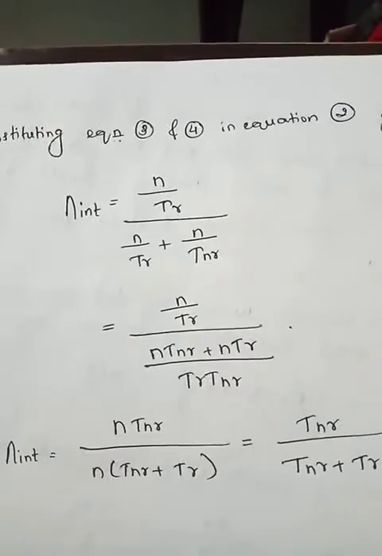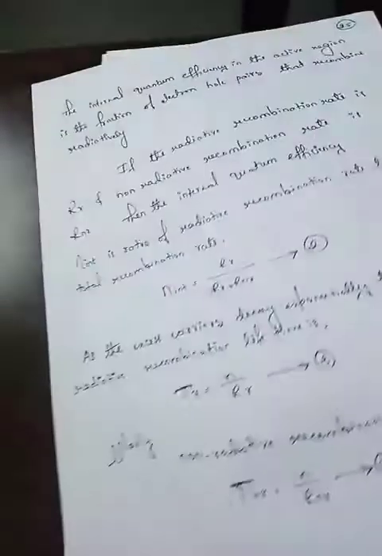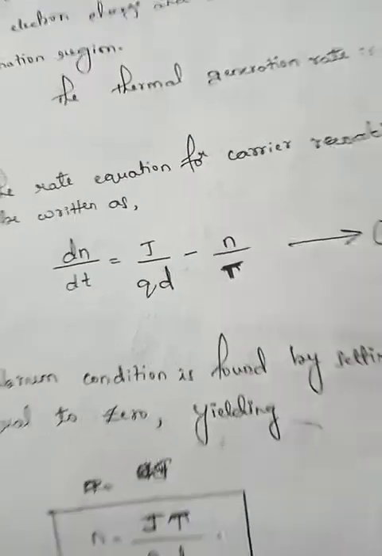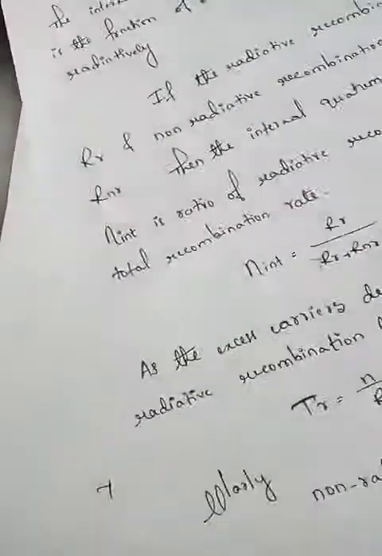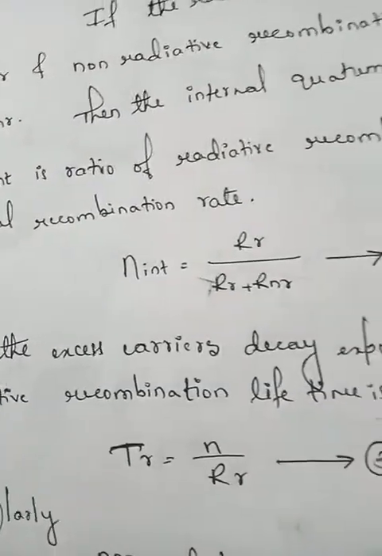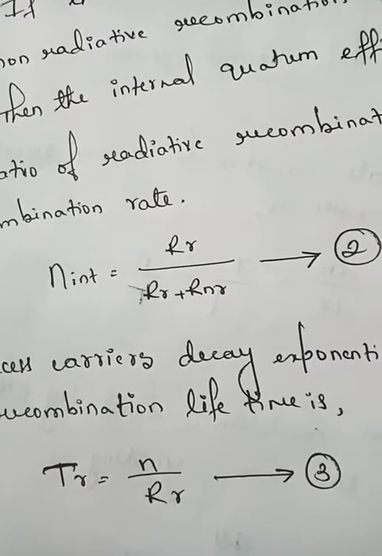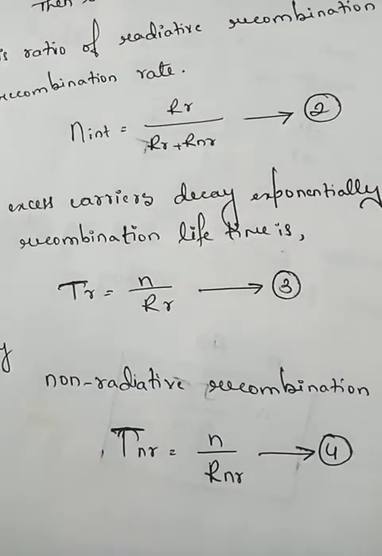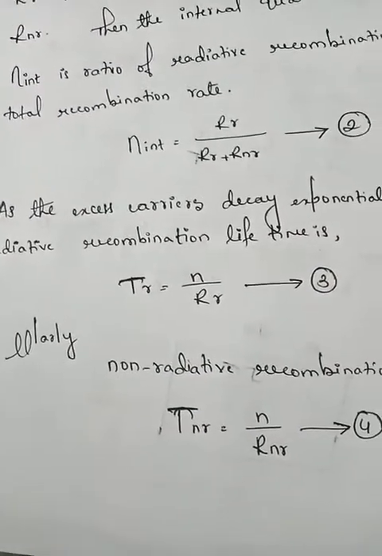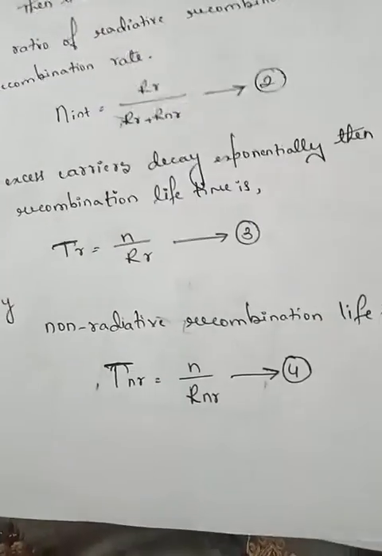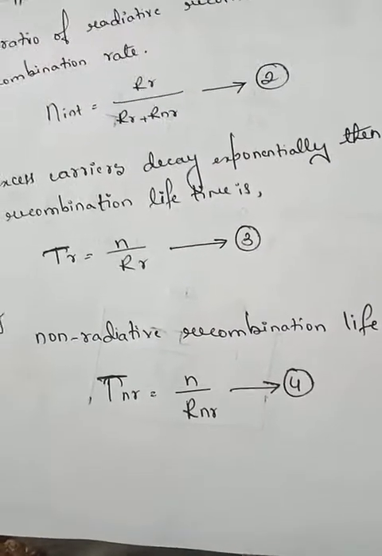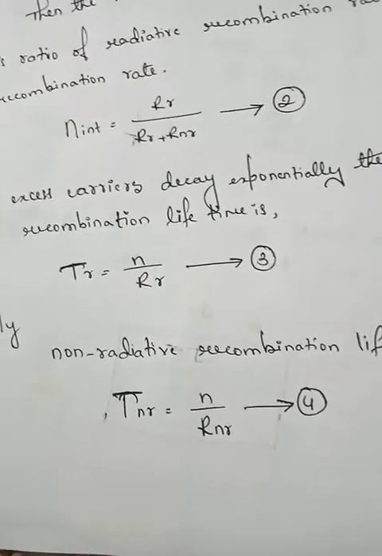Substituting equation number 3 and 4. Equation number 1 was dN by dt is equal to J by Qd minus N by T. Equation number 2 is eta int is equal to RR by RR plus RNR. Equation number 3, that is the radiative recombination lifetime, TR is equal to N by RR. The non-radiative recombination lifetime, denoted by equation number 4, is TNR is equal to N by RNR.